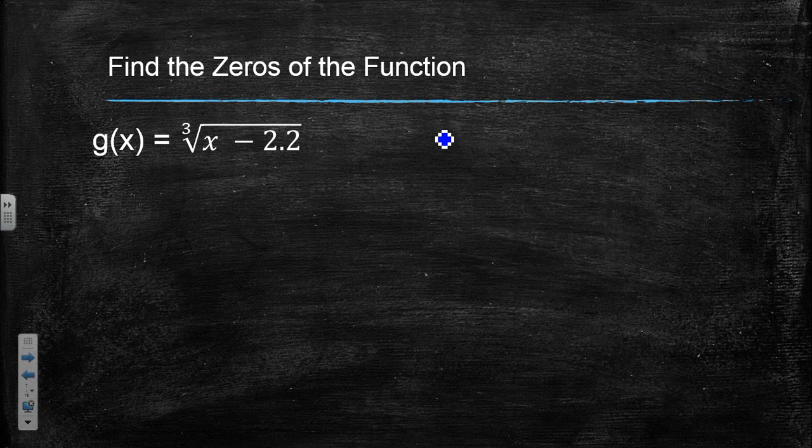So we want to know if we can make y be 0, g of x equals 0, then we're going to have the cube root of x minus 2.2.